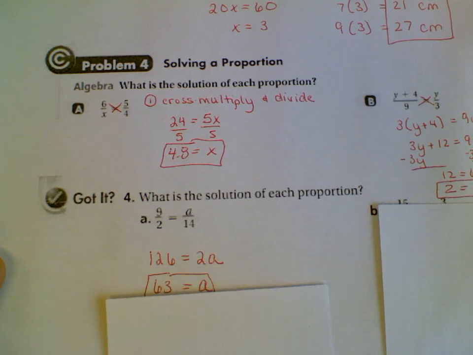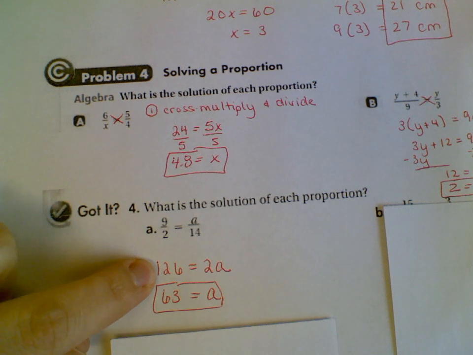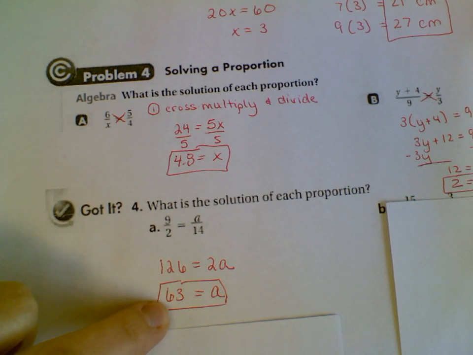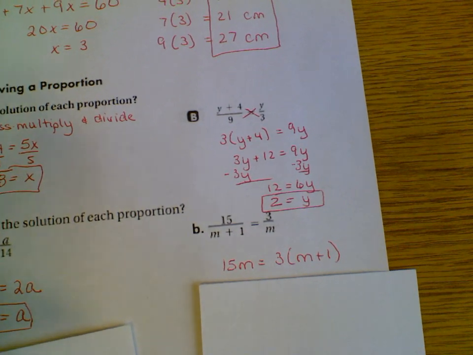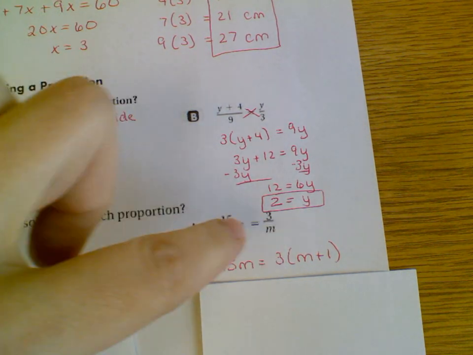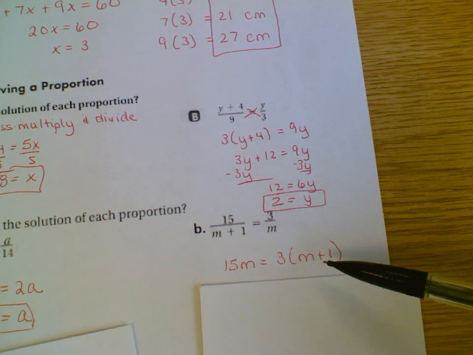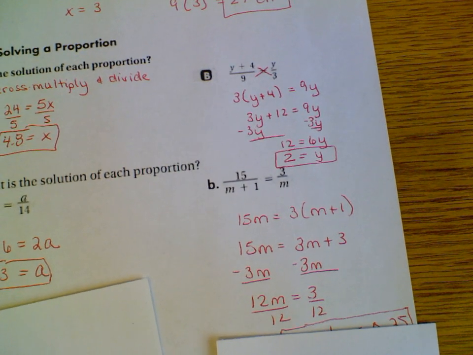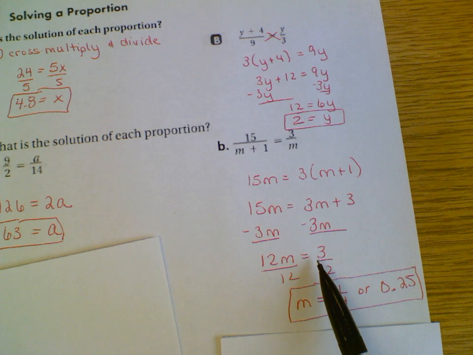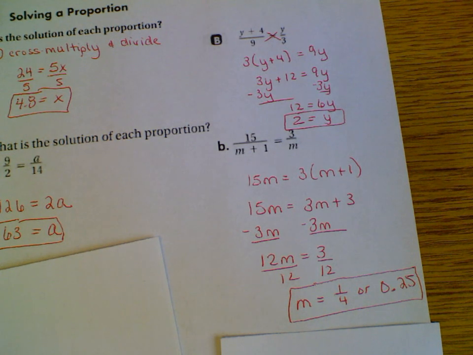Okay, on the got it question, if I cross multiply, I get 9 times 14, which is 126. I would come back and divide 126 by 2, and I would get 63. On the second one, you will need to set up an equation in order to solve it. So I do my cross product. So 15 times m is 15m. 3 times the quantity m plus 1 would be my other diagonal. So then I would distribute and get 3m plus 3. I would need to subtract 3m from 15. Get 12m equaling 3, and then make sure you divide correctly here. You're going to want to divide by 12 because I'm getting m by itself. So m is a fourth or 0.25.